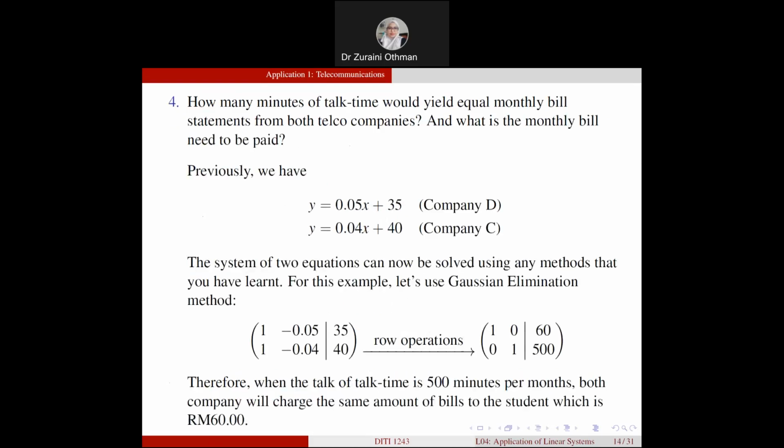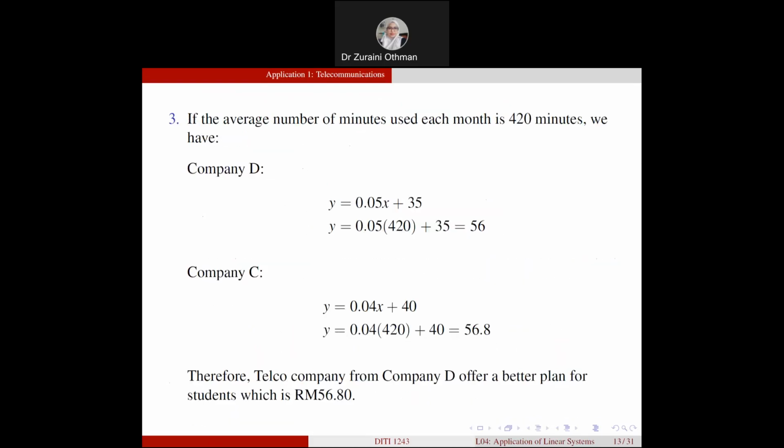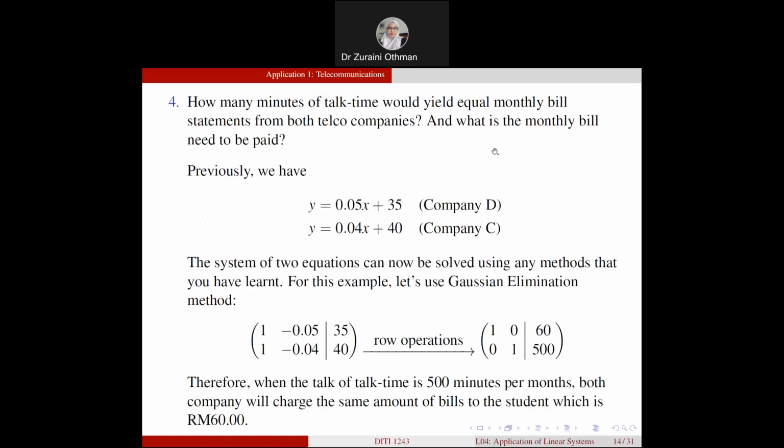Then, if we want to know the minit yang sama jika dalam satu bill tu from both companies, kita boleh selesaikan menggunakan matrices. Okay, so now we get this matrix from this equation. And the value yang last ni ialah kita punya 35 ni. Maksudnya sekarang dekat situ ialah kita rearrange this equation to get apa?